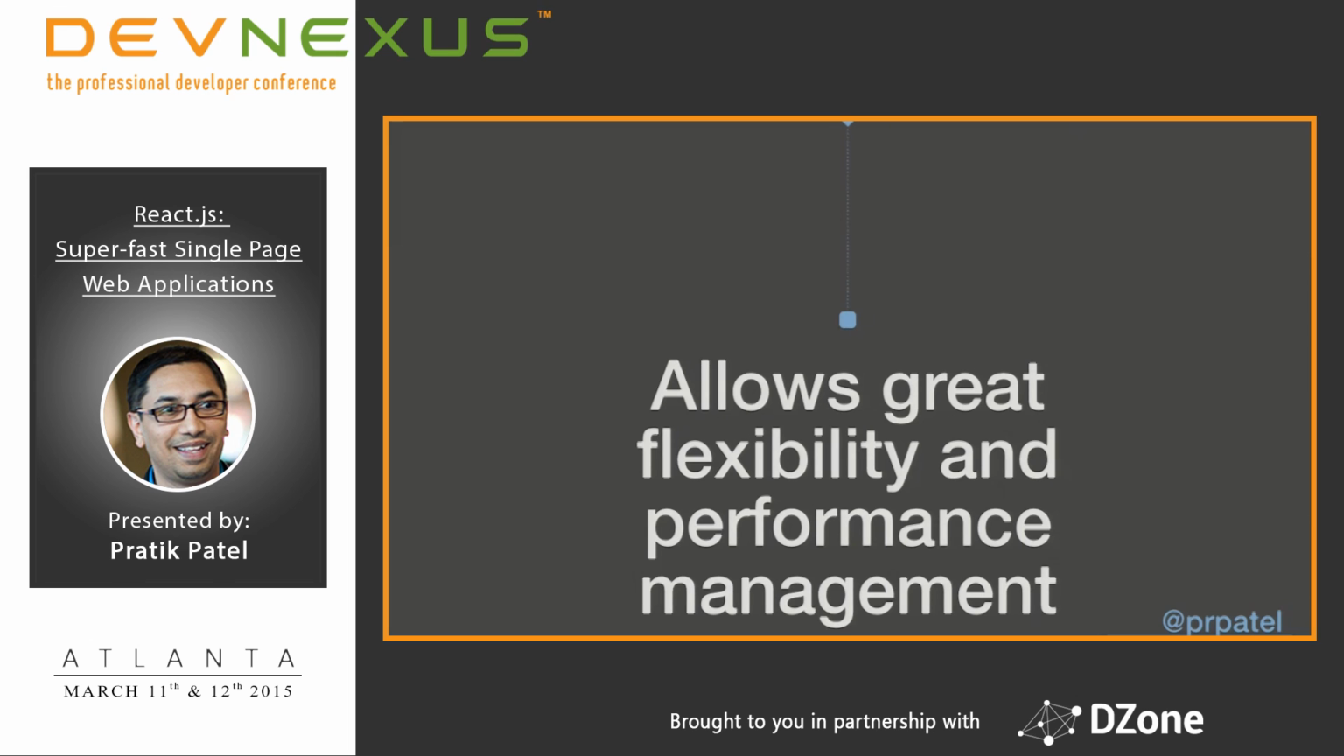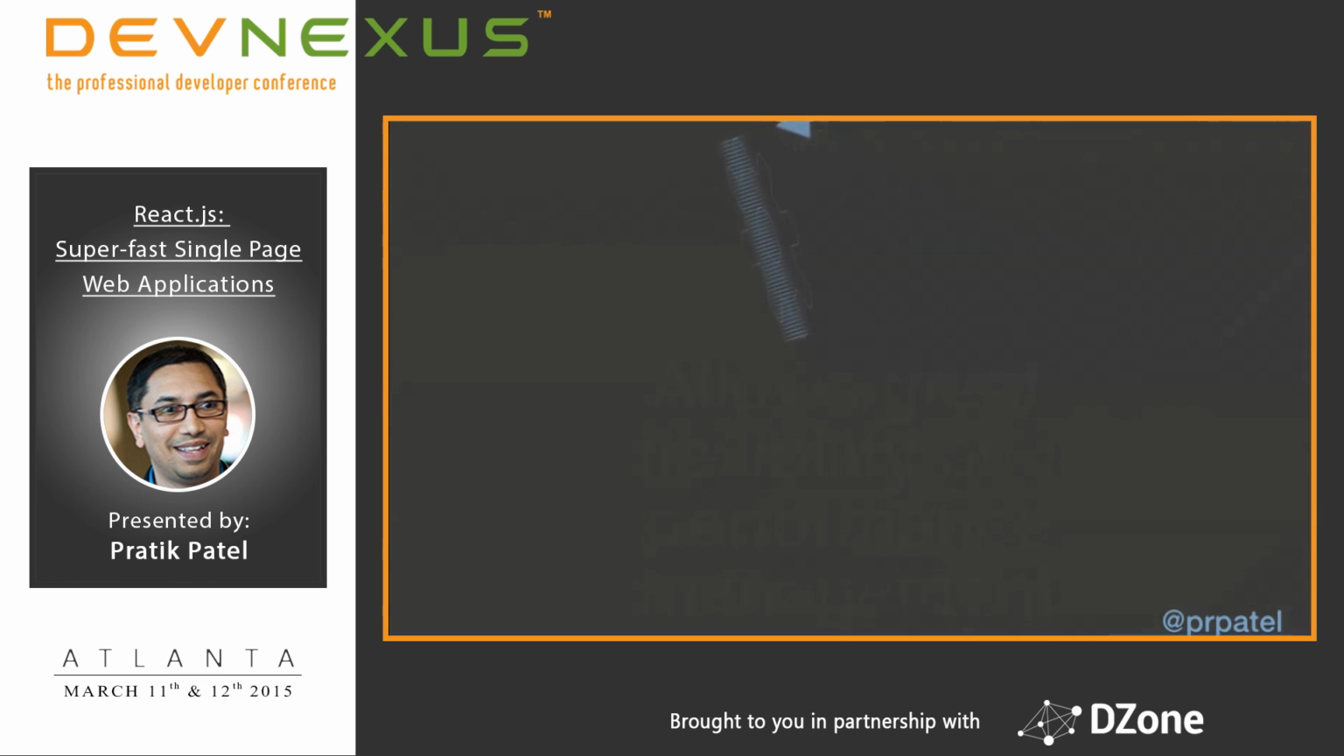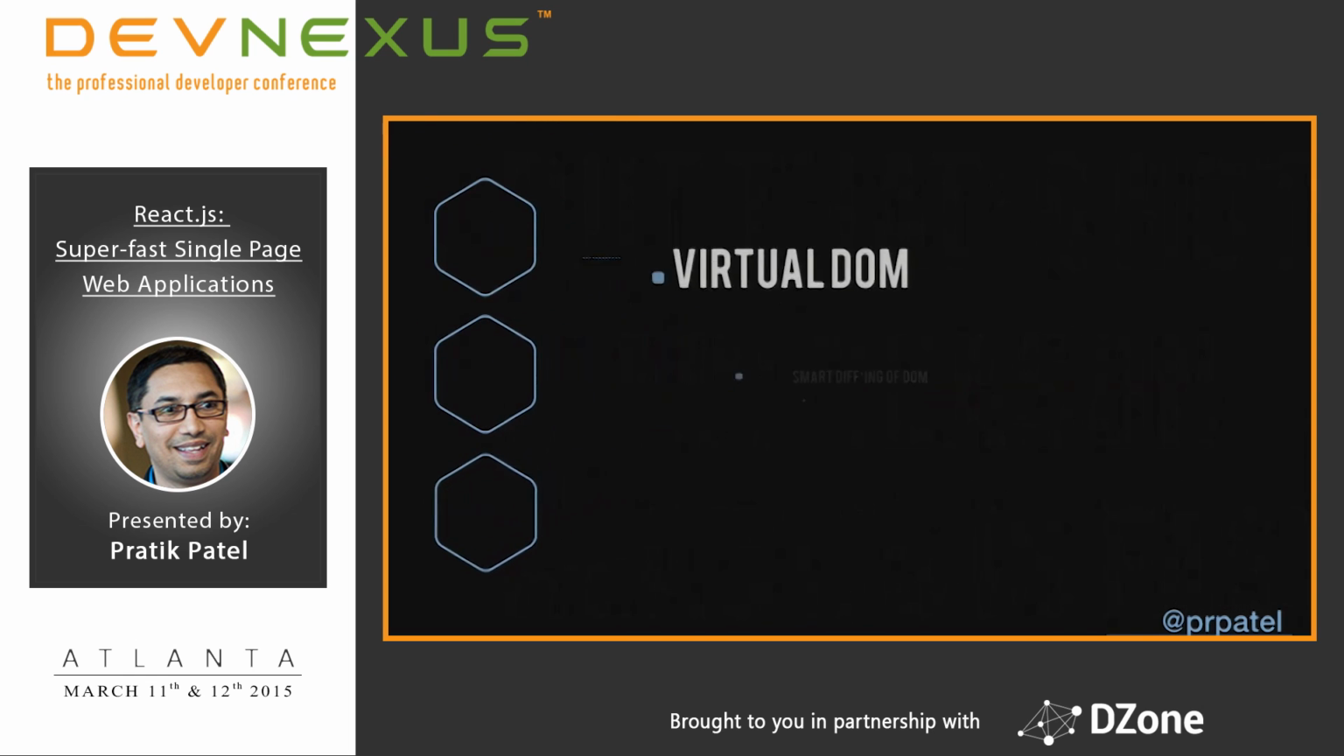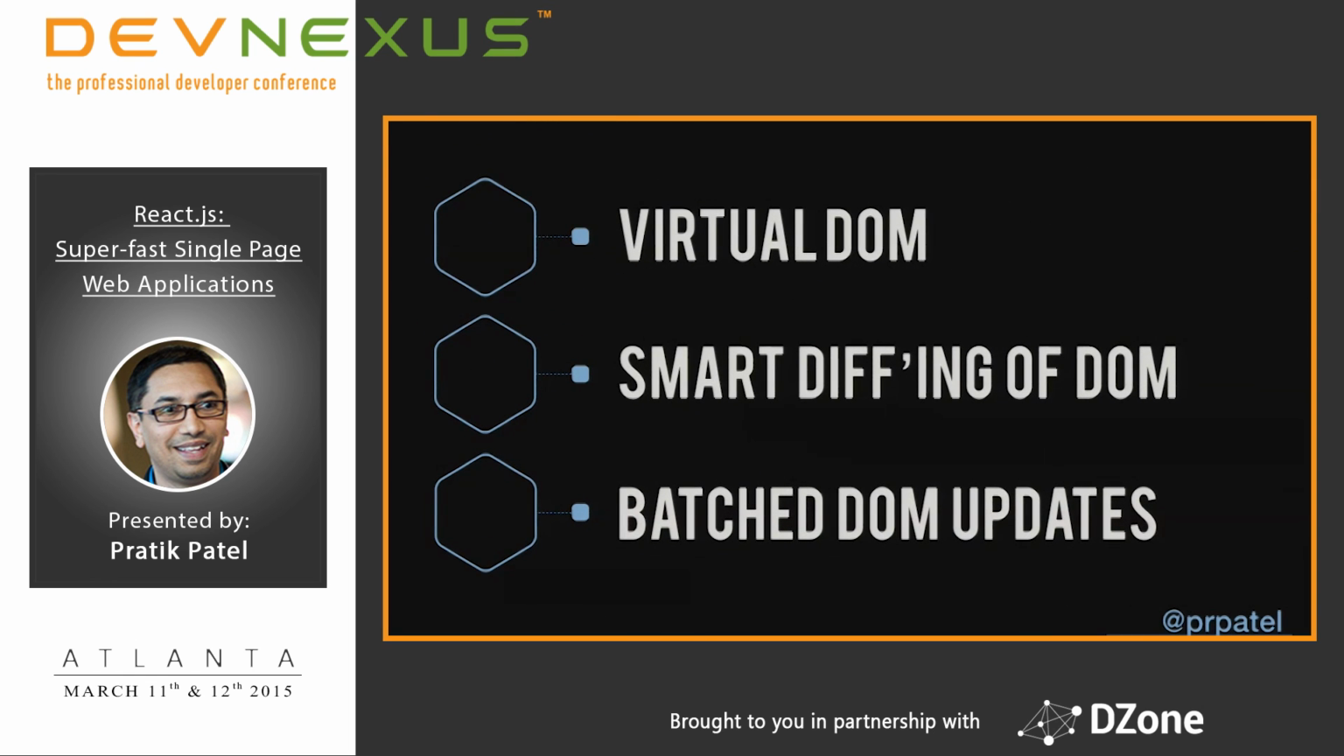It gives you an immense amount of flexibility and performance management, which is something kind of new, especially if you're using something like Angular or a bunch of the other frameworks. But the isomorphic nature is not the main reason why React.js is so fast. The main reason is that it does a couple of different things to help you manage the performance of your single page app in the browser. Namely, it has something known as the virtual DOM.